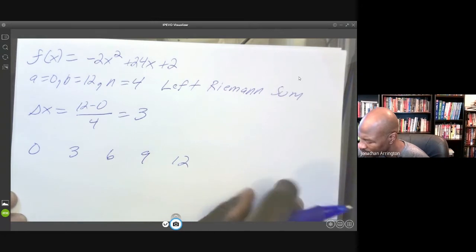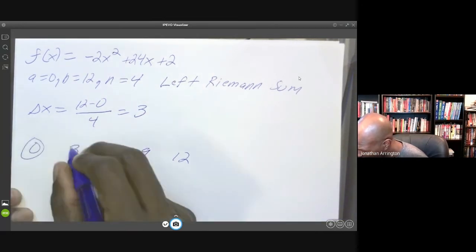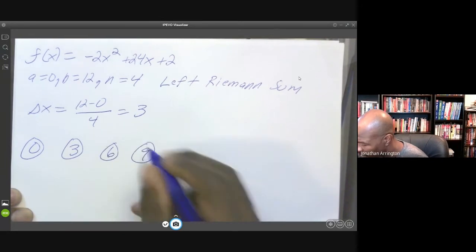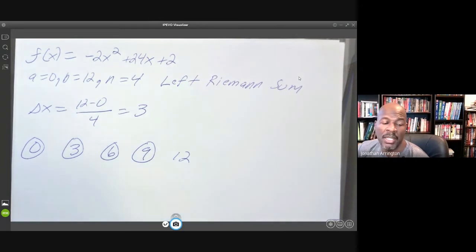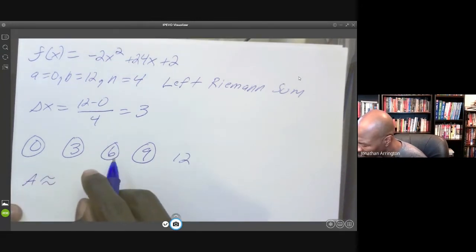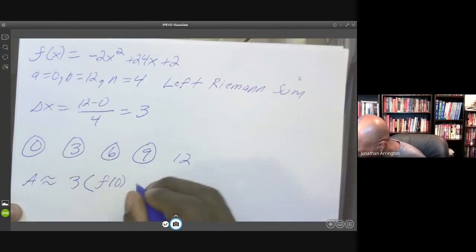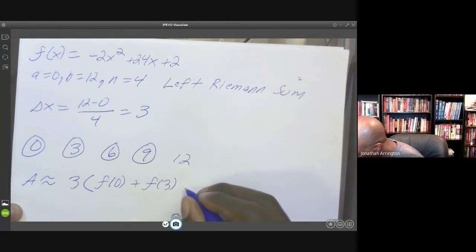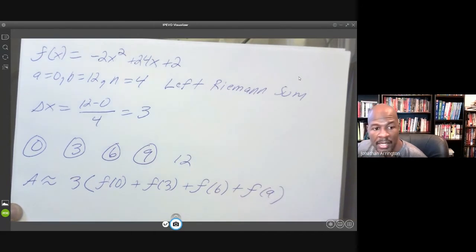All right, and this is a left Riemann sum, so we're going to evaluate the function at every value except for the last value. When I do a left Riemann sum, I don't use the last number. When I do a right Riemann sum, I don't use the first number. This one is just an approximation of the area. So this area will approximately be the value of delta x, which is 3, times f of 0 plus f of 3 plus f of 6 plus f of 9.